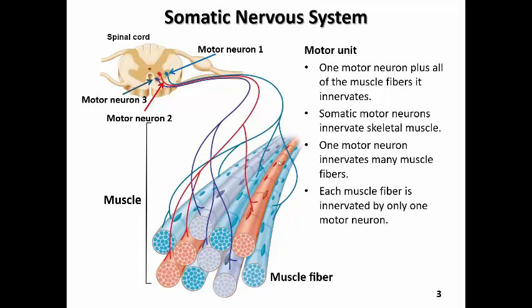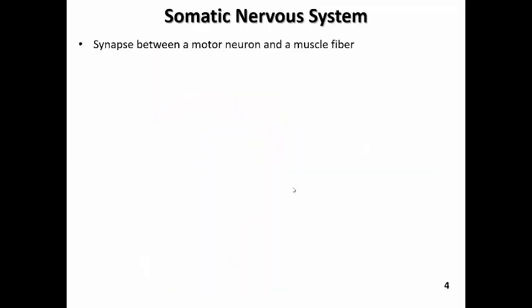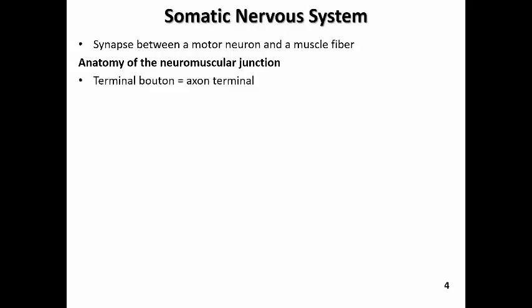So if we take a look at this red muscle fiber right here, we see that it's innervated only by that red motor neuron, not by either one of these two blue motor neurons. So just to summarize some of the basic facts on the somatic nervous system, this all involves a synapse, a gap between the motor neuron and a muscle fiber. And that occurs in the muscle at the site called the neuromuscular junction.